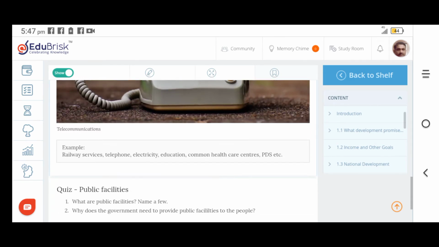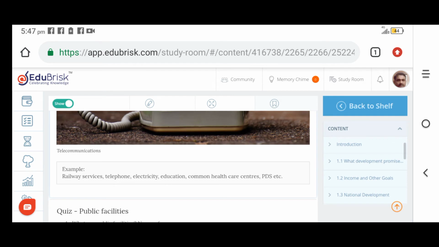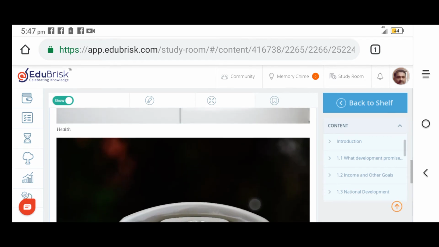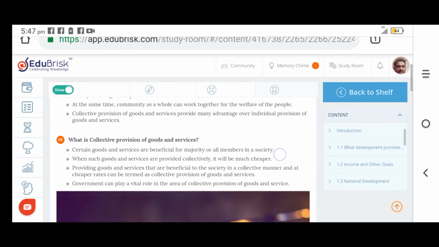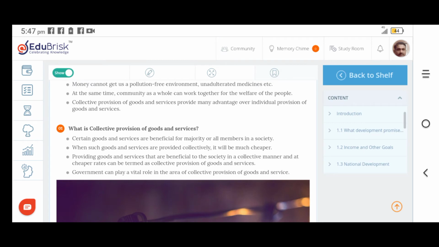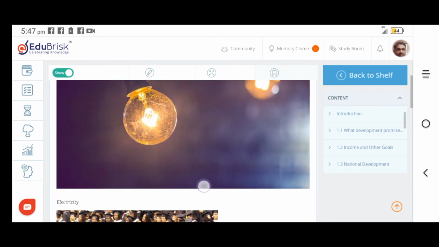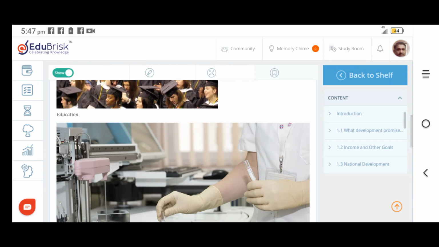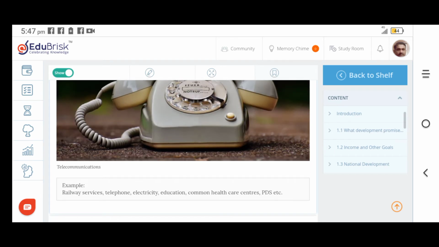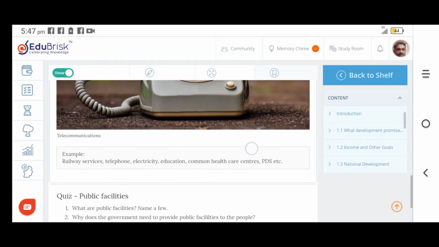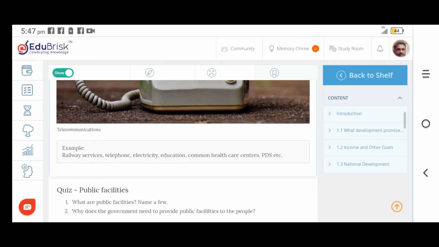Next, these are all public facilities. Which are the public facilities? That we can call the provision of goods and services. That is electricity, then education, then health care, then telecommunication, then public distribution system. These are all examples.